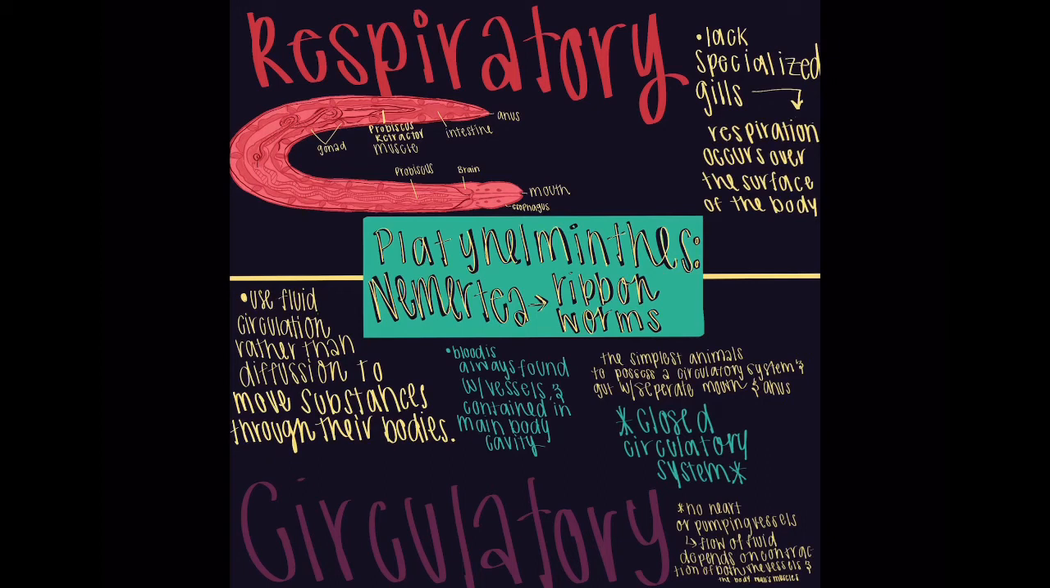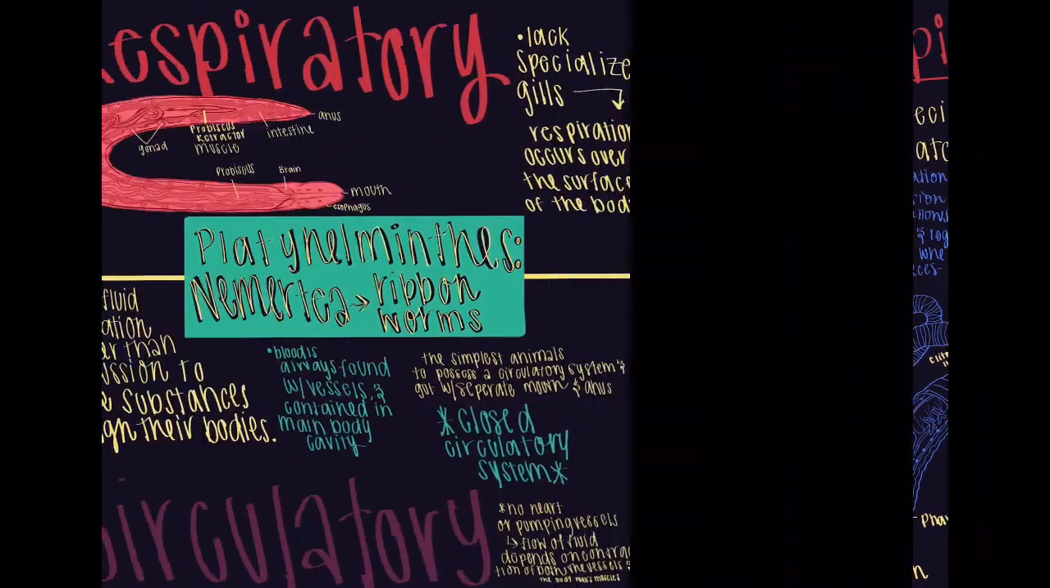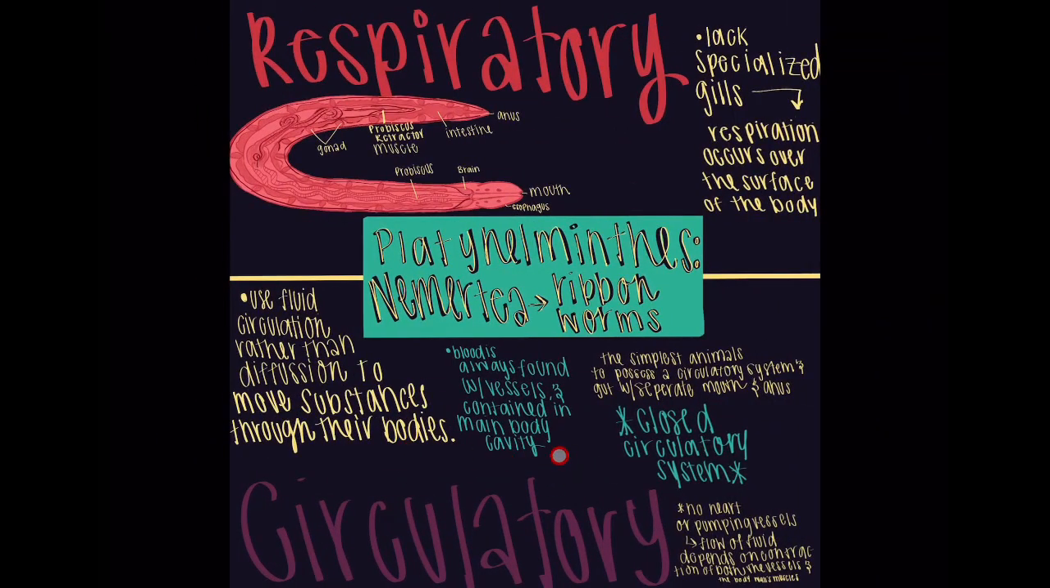So to start off, platyhelminthes, I chose ribbon worms. How they breathe is because they lack specialized gills, their respiration occurs over the surface of the body. This is a process called cutaneous respiration. And for circulation, they have a closed circulatory system and no heart or pumping vessels. Therefore, the flow of fluid depends on the contraction of both vessels and the body's wall muscle. And because it's closed, the blood is always contained, obviously.